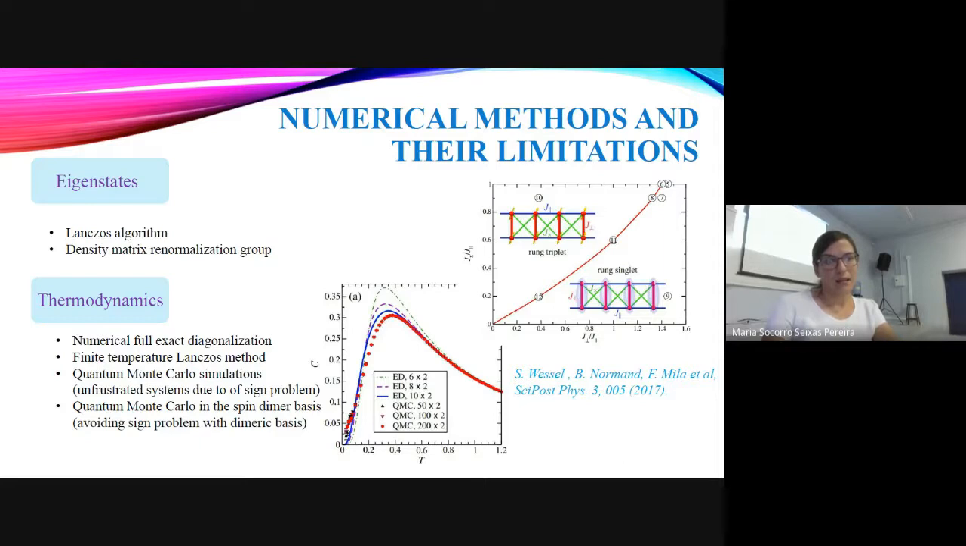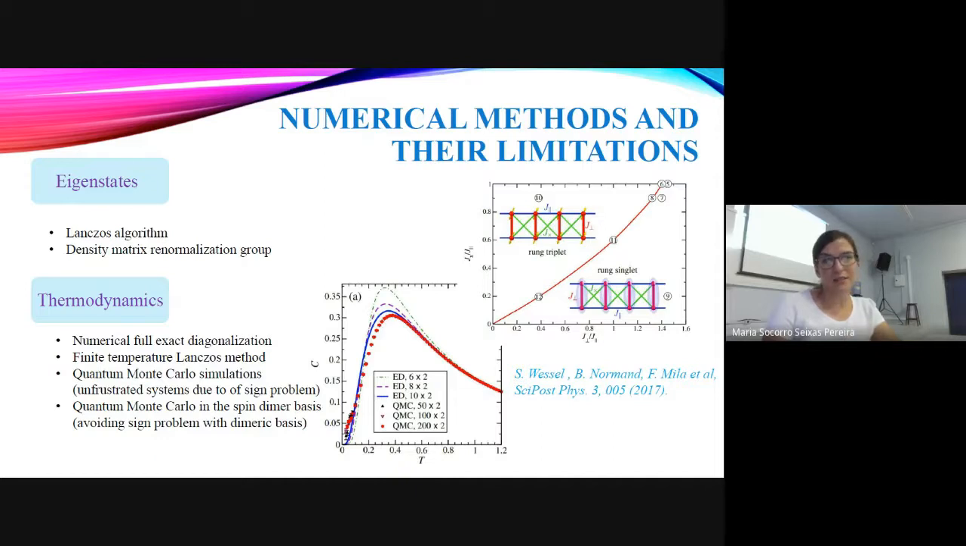And at non-zero temperature, one can use full exact numerical diagonalization, but it is worse than the Lanczos method in terms of system sizes, because one can use it only roughly up to 40 spins. And if you combine it with the finite temperature Lanczos method, you can increase the system size, but still roughly up to 50 spins.